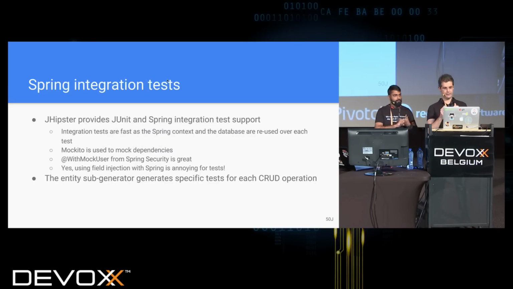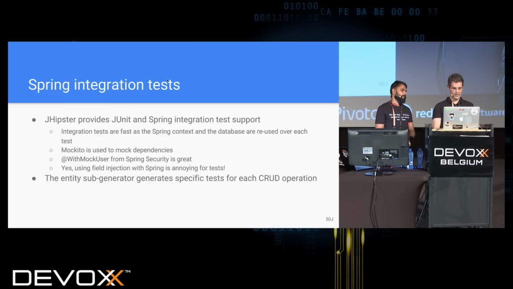Our integration tests are very fast on Spring because we reuse the Spring context and the database context for each test. So the first test is a little bit slow, but all the rest is very, very quick. So you can do a lot of integration tests without any issue with JHipster, which is not that common, in fact. I see many companies that don't have a clean setup here, so we've got something very good here. When Spring is not enough, we use Mockito to mock dependencies.